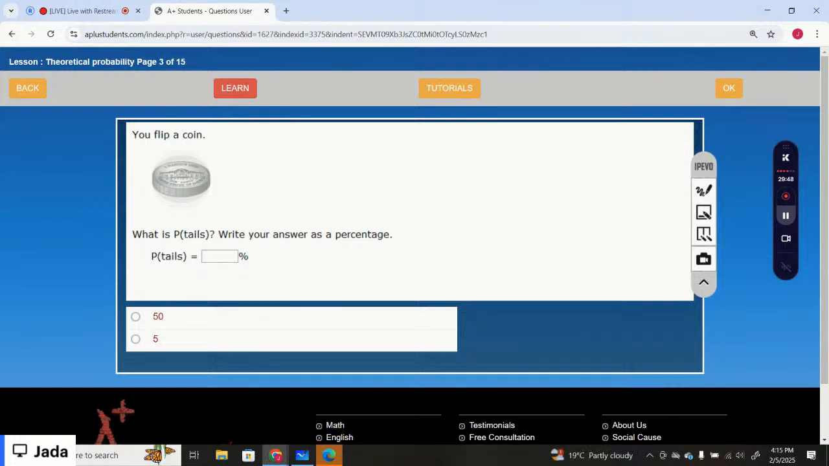You flip a coin. What is the probability of tails? So whenever you flip a coin, you have only two choices: the head or the tail, right? So you have a 50% chance for the head and 50% for the tail.